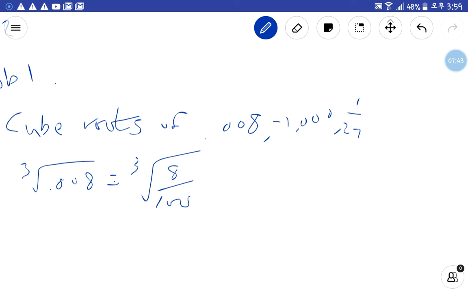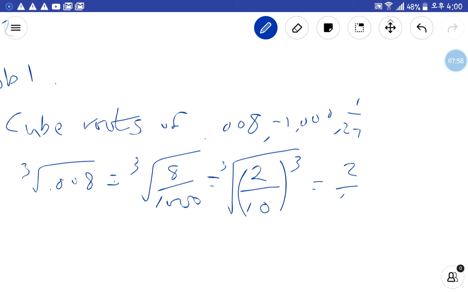8/1,000. I know that 2 times itself three times is 8. If you multiply 10 three times, that would be 1,000. So that can be simplified as 2/10, which is 0.2. So I can say 0.2 is the only real cube root of 0.008.